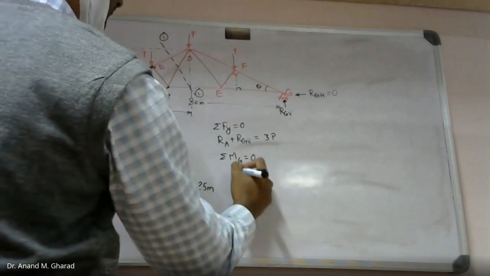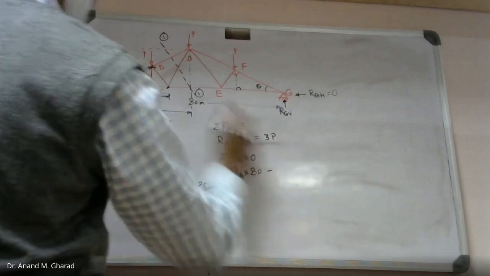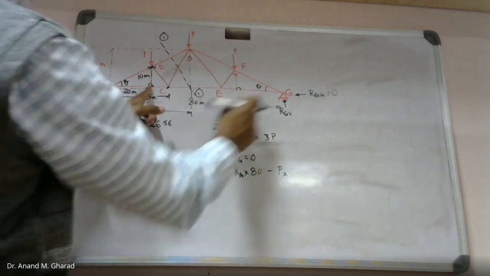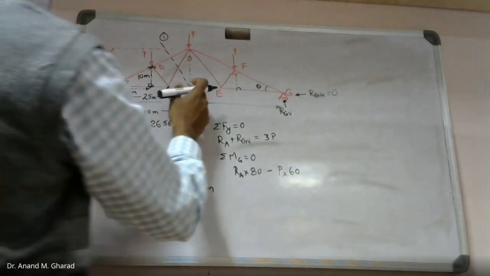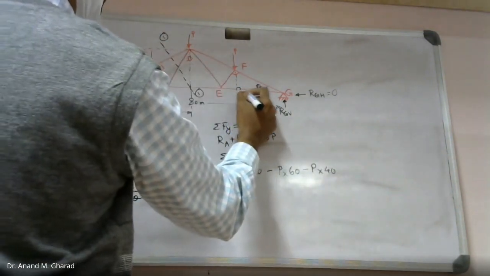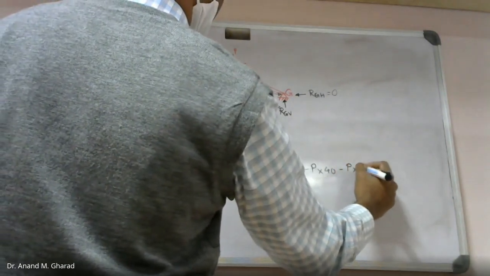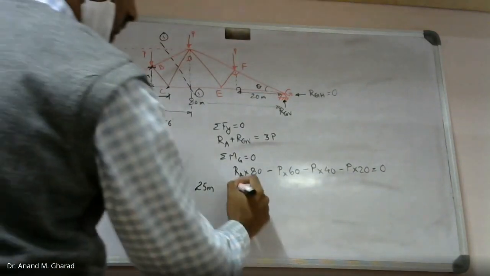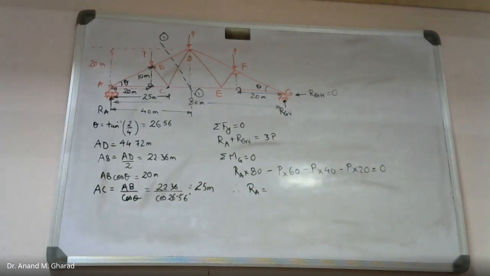So RA into AT, this is clockwise, then this P will rotate about G in the anti-clockwise direction. So minus P into, how much is this distance? 80 minus 20, that is 60. Then this will be 40 and this will be 20. Fine. Minus P into 20 equal to 0. Therefore, you will get RA in terms of P itself. So, how much does it come out to be?